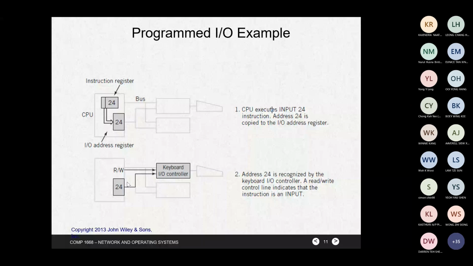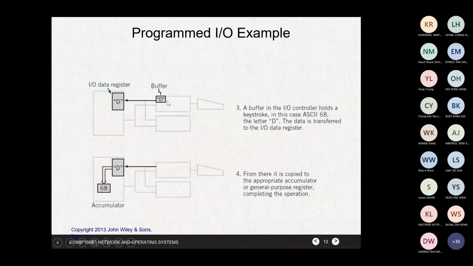Let's continue with an example: a character D coming in from the keyboard. You type D, and a buffer in the I/O controller holds the keystroke D. Remember, I explained this in my previous discussion. The D will be converted according to the ASCII table, and in the ASCII table, D is referred to as 68. Then the 68 will be converted into binary, because the rest of the components here don't understand D. They only understand 68 in binary, in 1 and 0. That's how it works inside here.